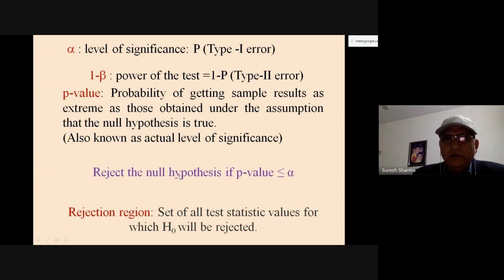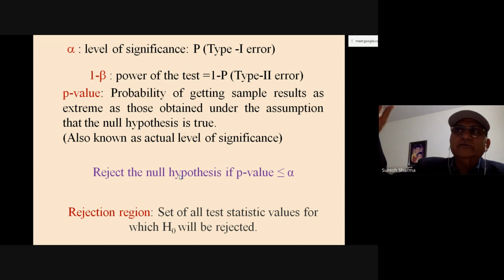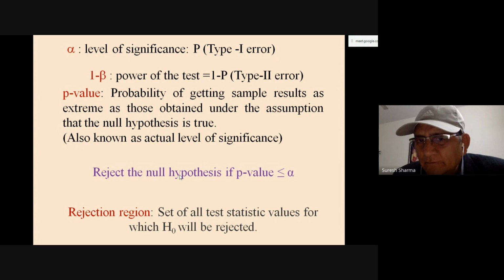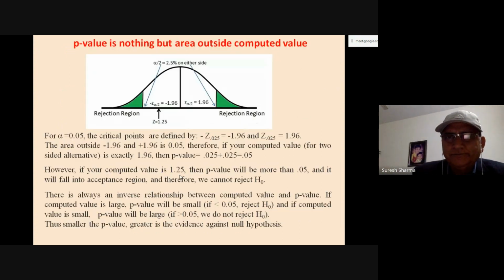So I'll give you a little bit of an idea about p-value later on also. But for the time being, there is always an inverse relationship between test statistic and p-value. If your test statistic value is very large, whatever you are computing, whether t-test, f-test or chi-square test, p-value will be small. And if your test statistic value is small, p-value will become large. So there is an inverse relationship. That is the concept of p-value.